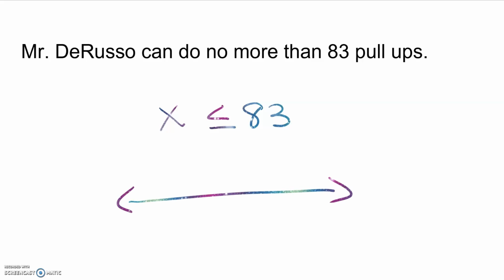Go ahead and draw a number line on your paper and graph this inequality as well. So I'd go ahead and put 83 on my number line. I'd do a filled in circle, and my arrow would go this time to the left.